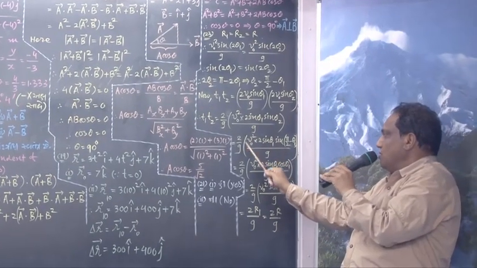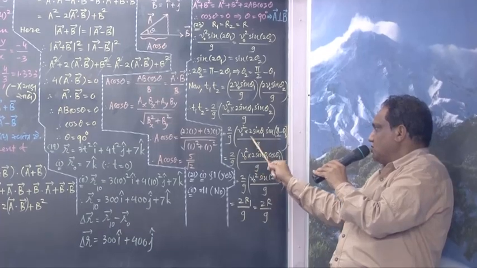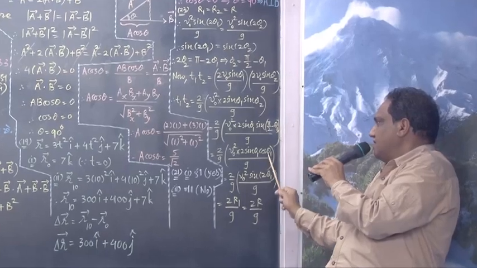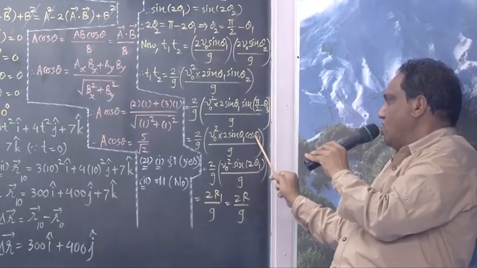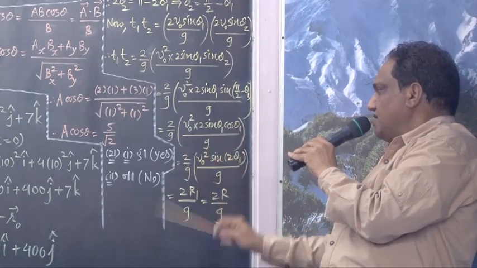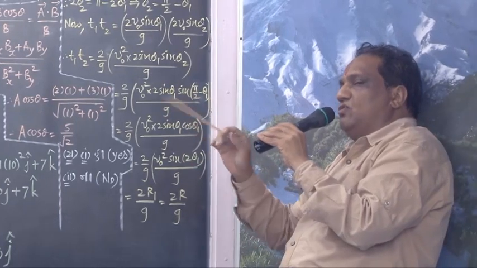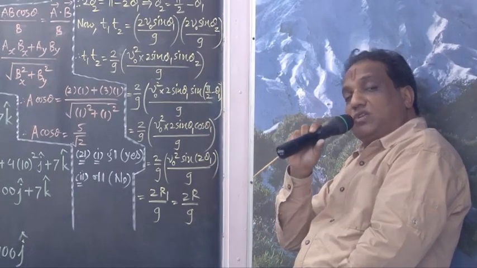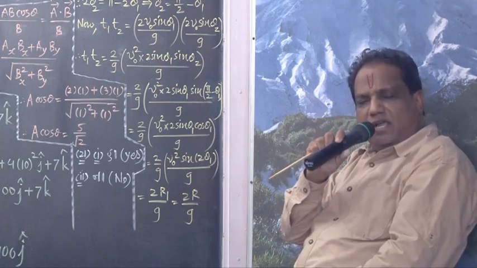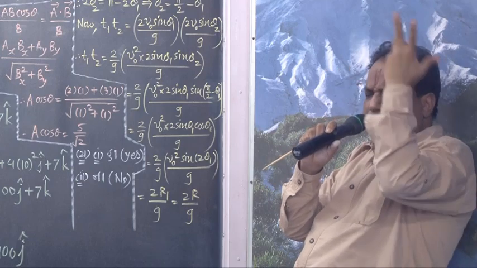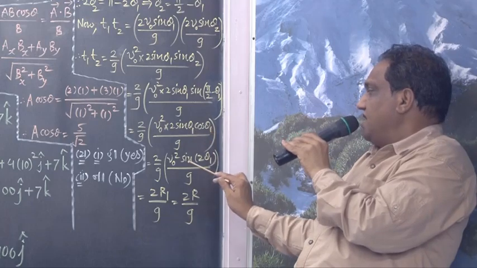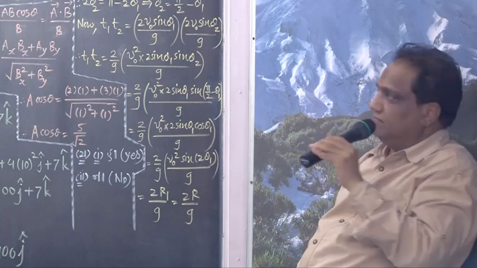Here it is. 2 upon G as it is. V0 square as it is. 2 sin theta 1 as it is. But sine of pi by 2 minus theta 1 is nothing but cos theta 1, upon G. 2 upon G as it is, V0 square as it is. Sine of 2 theta, what is it? 2 sin theta cos theta. Similarly, sine of 2 theta 1 will be 2 sin theta 1 cos theta 1. Speak in reverse: 2 sin theta 1 cos theta 1 must be sine of 2 theta 1.